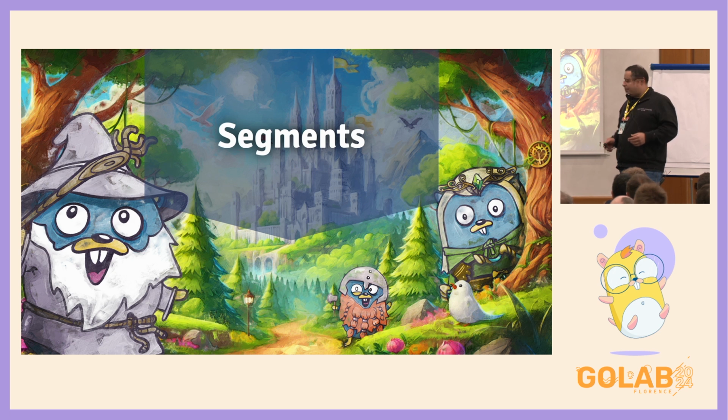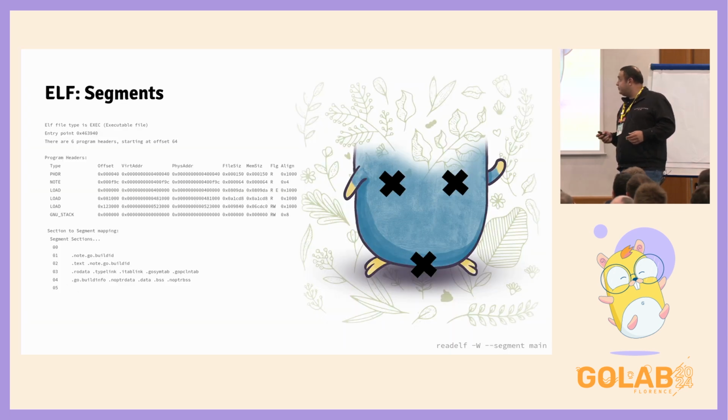Let's talk about the segments. The segments are another interesting part of the binary. It's pointing to the same data. And actually, we have 6 segments here. We can see that one of the segments is a note segment that is going to take 64 in hexadecimal size in memory. That is exactly what it's going to take to store the note Go build ID information in the memory.